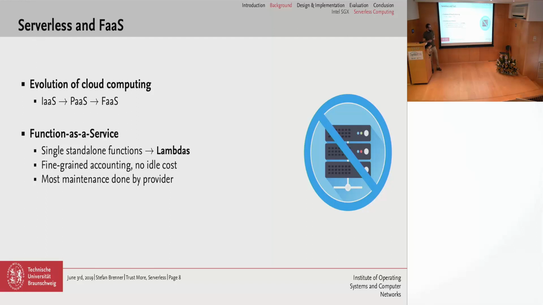And in this talk, for simplicity, I will just call them lambdas, because this is the name that Amazon gave them. Yeah, and what's cool is that we get a very fine-grained accounting. You don't have to pay at all if a lambda is not called. So these are some of the benefits that make functions as a service interesting.